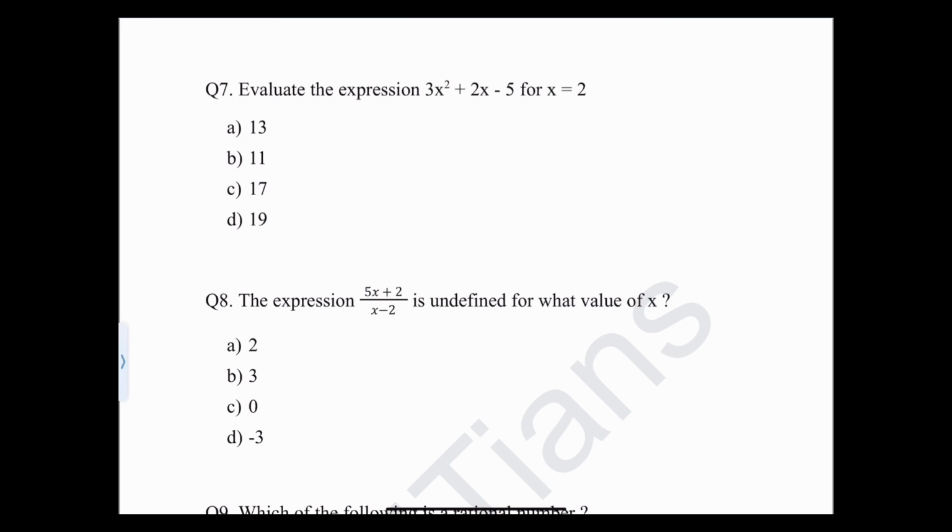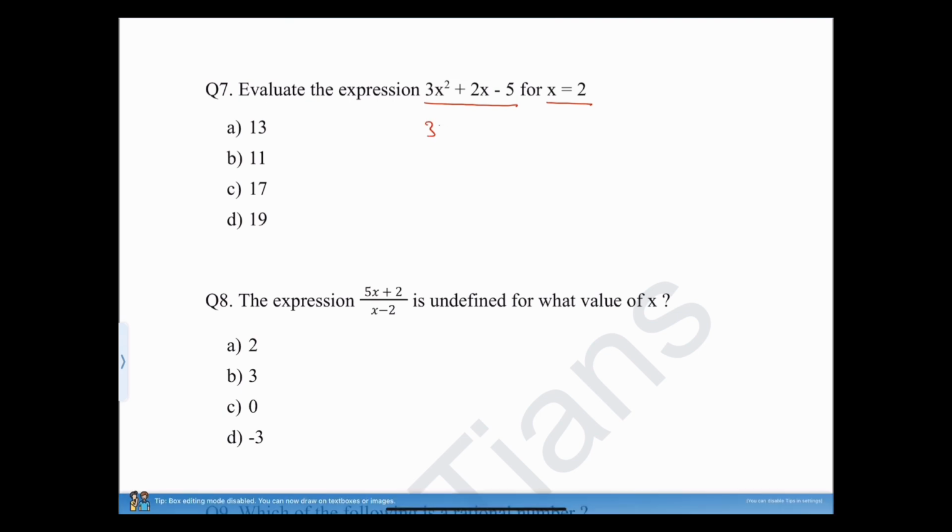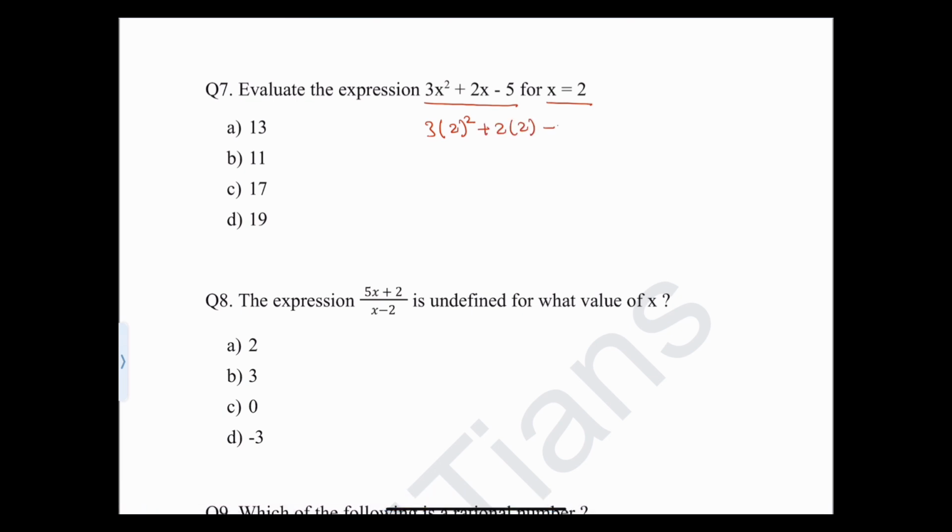Now let's move to question number 7. In this question we have to evaluate this expression for x equals 2. So we just have to put the value of x and find out the value of the expression. So what is the expression? It's 3x squared plus 2x minus 5. Instead of x we are going to substitute 2. So it becomes 3 times 2 squared plus 2 times 2 minus 5.